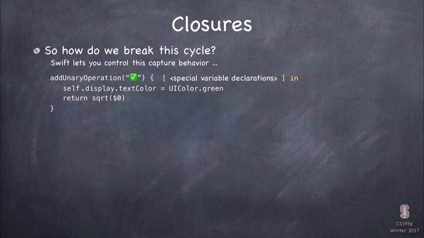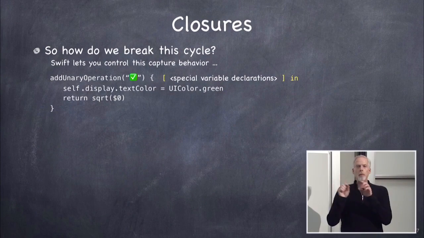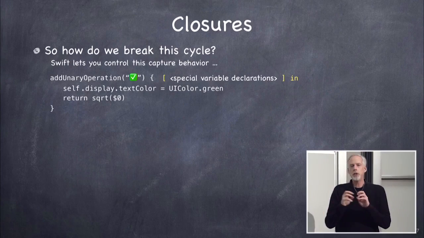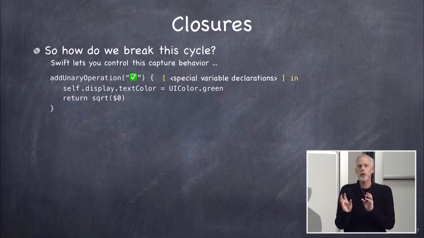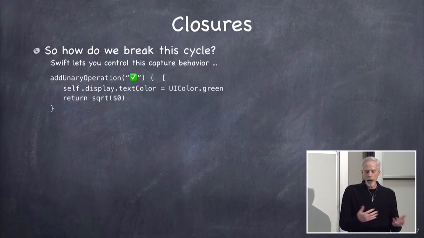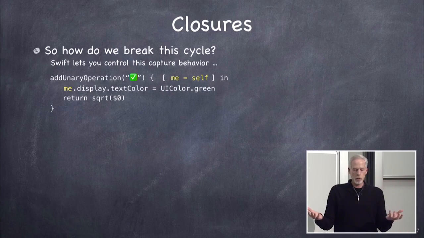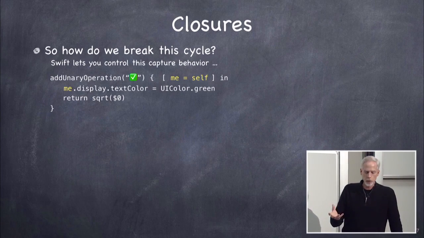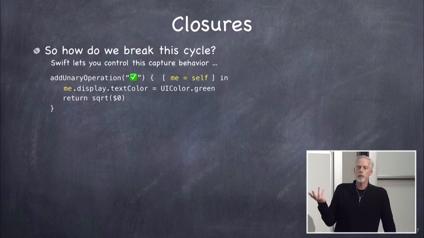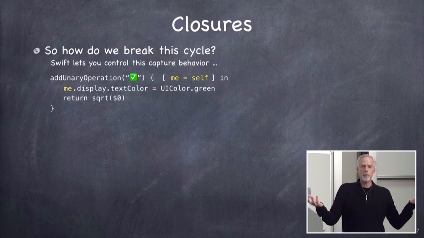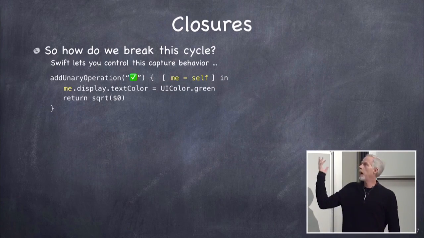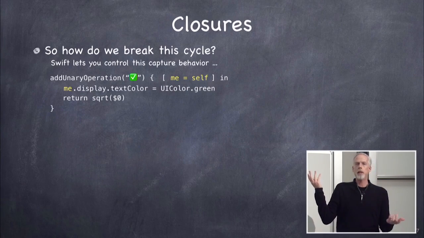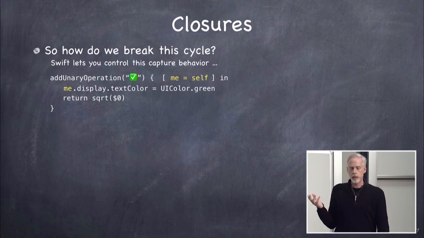Well, first thing we're going to do is create a special local variable. Closures allow you to, before the word in, put an open square bracket and a list of special variables. These are just little local variables that live for this closure only. Now these variables can have any name, and you can set them to any value you want that's in scope here. So I've created a local variable called me, and I've set it equal to self. So that's fine. Me is a local variable. It's going to be of type view controller. I set it to myself, and so now I can use me anywhere I would use self. So I've replaced self with me. Okay, well that doesn't help break our cycle at all.